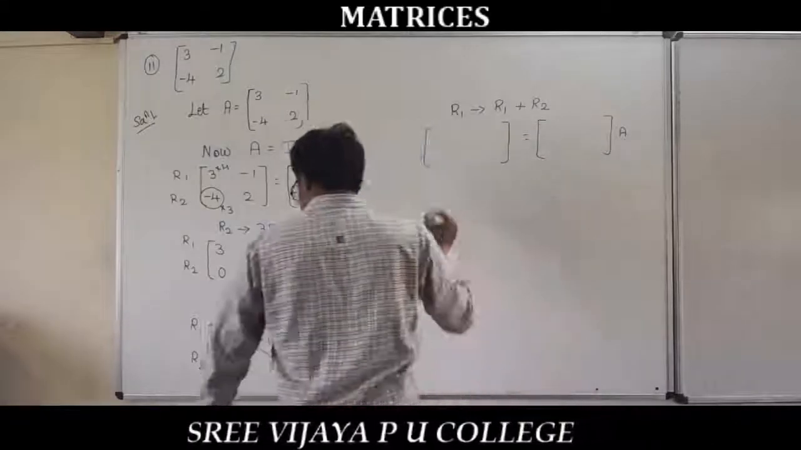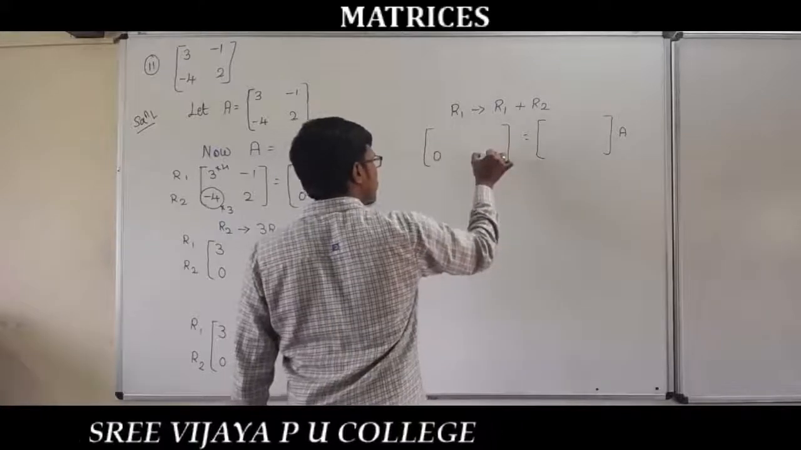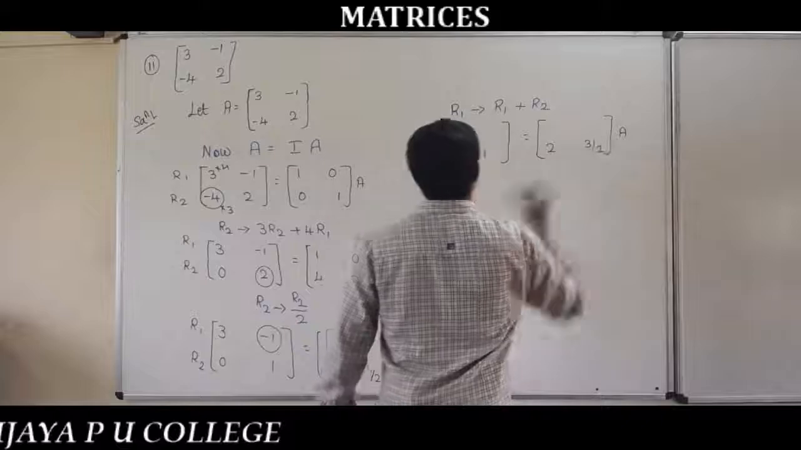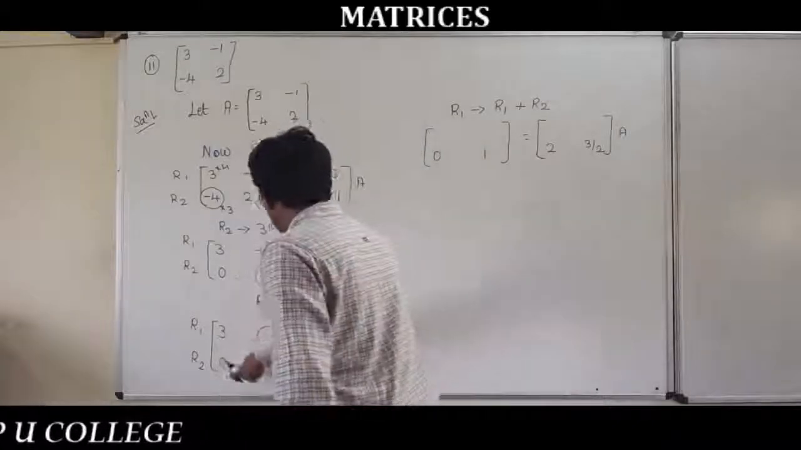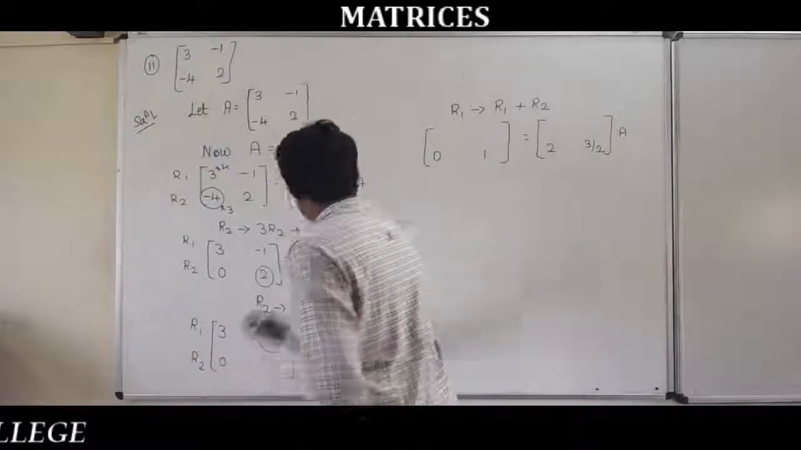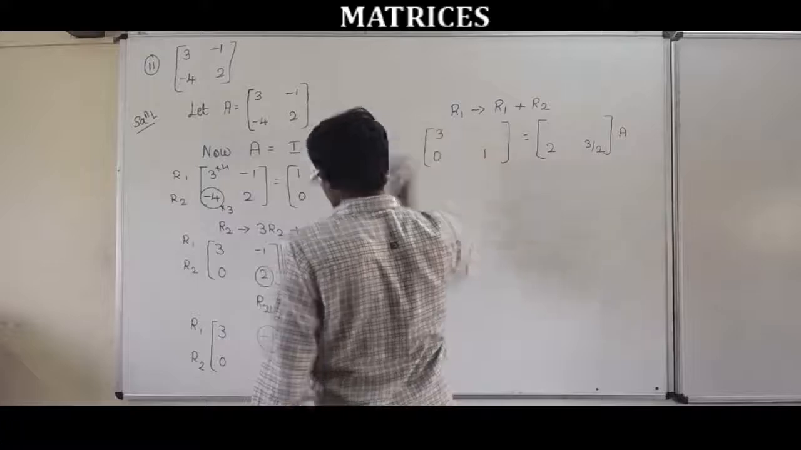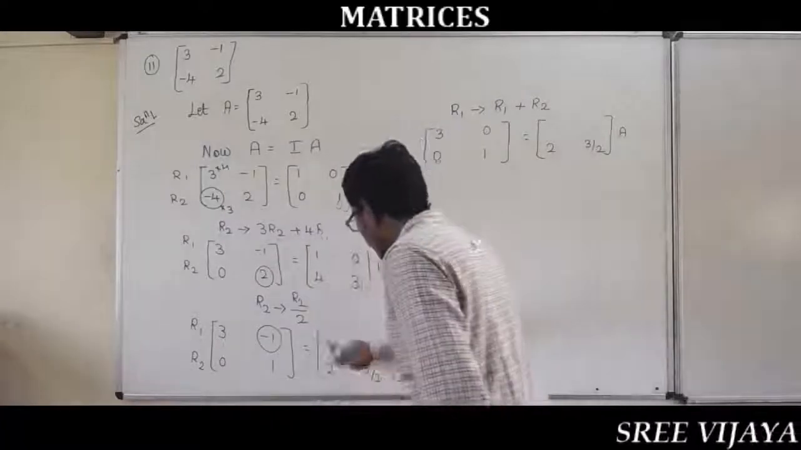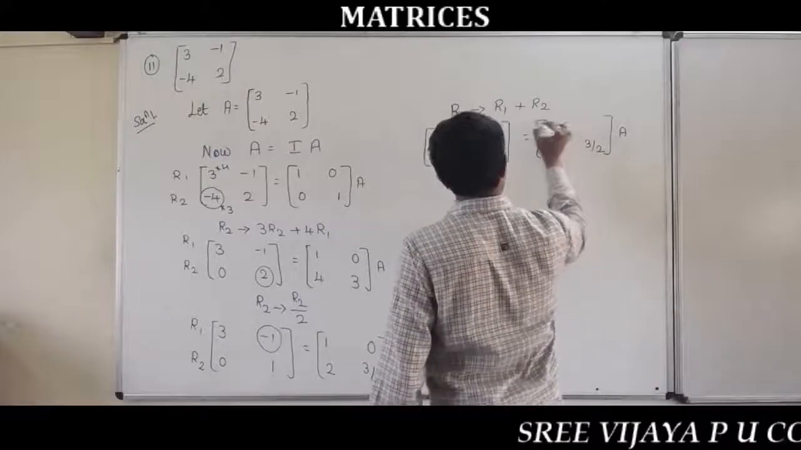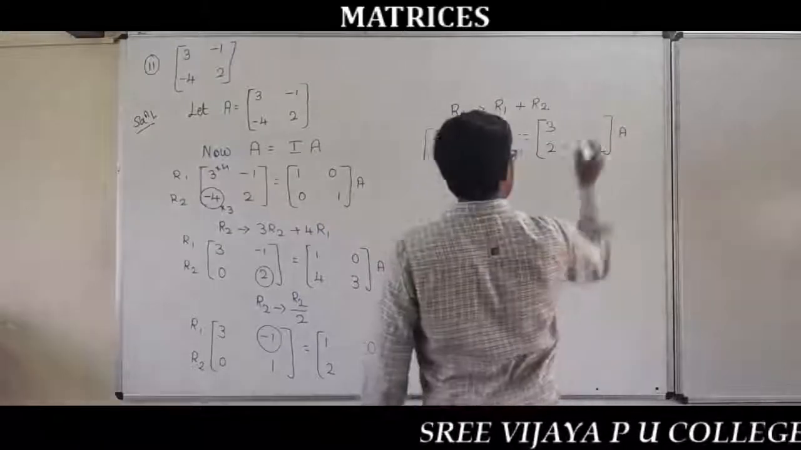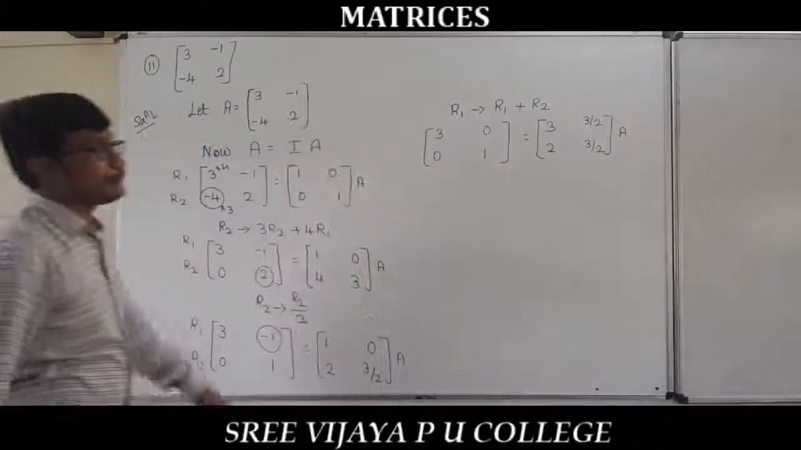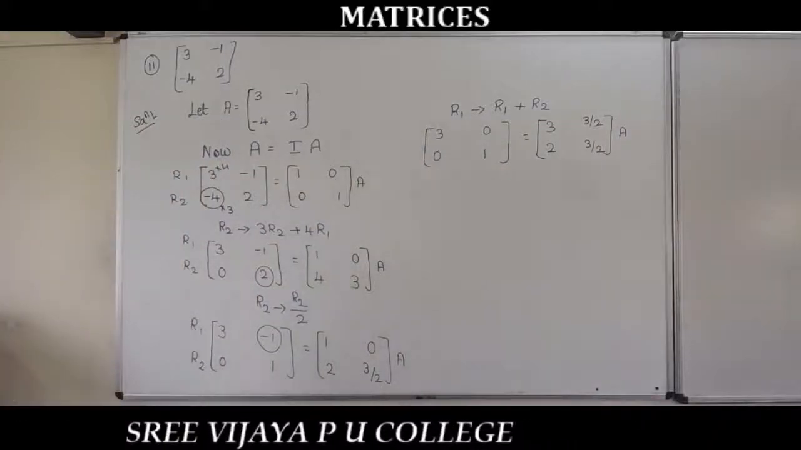What is that R2? 0, 1, 2, 3 by 2. And what about R1? R1 plus R2, right? 3 plus 0, 3. Minus 1 plus 1, 0. 1 plus 2 is 3. 0 plus 3 by 2 is 3 by 2 only. Right? So in the last step, what can we do?